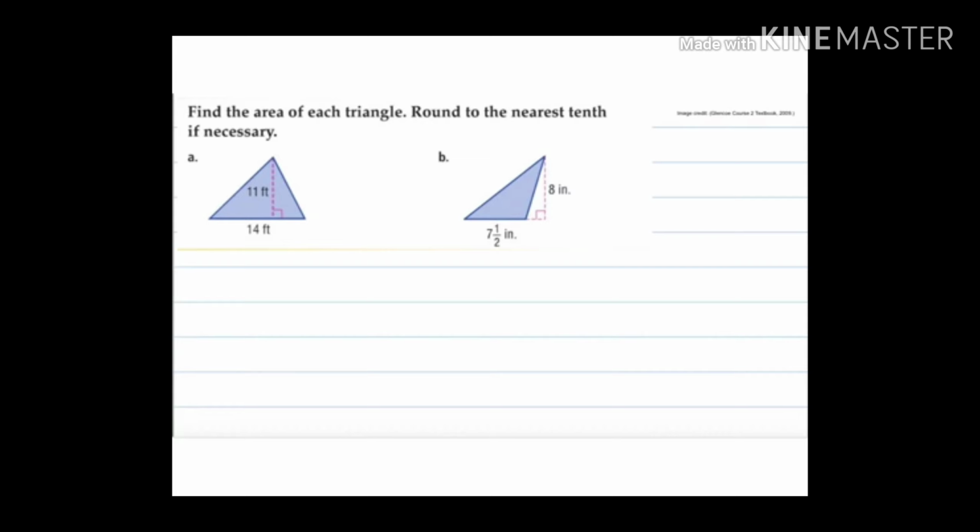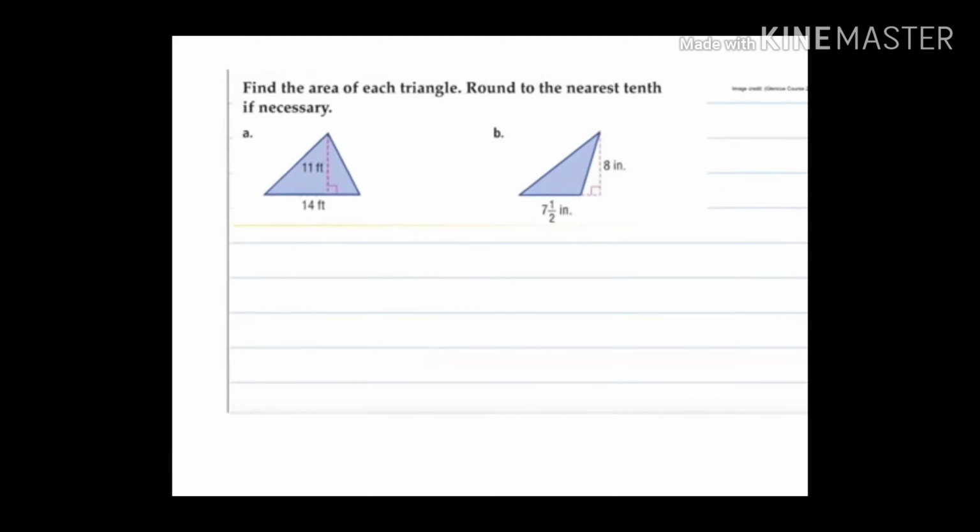All right, if we look at these next 2 triangles, if you want to pause me and find the area of both of these triangles, that'd be great, and then come back and check. Otherwise, watch me do one more, and then you could try the last one on your own too.